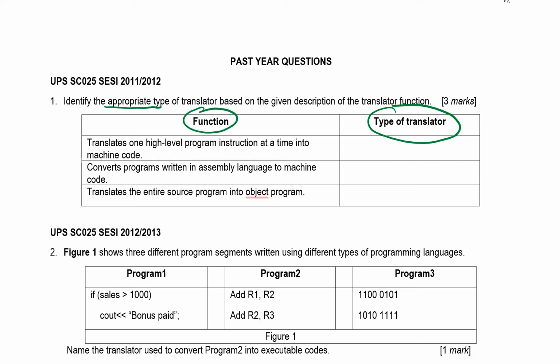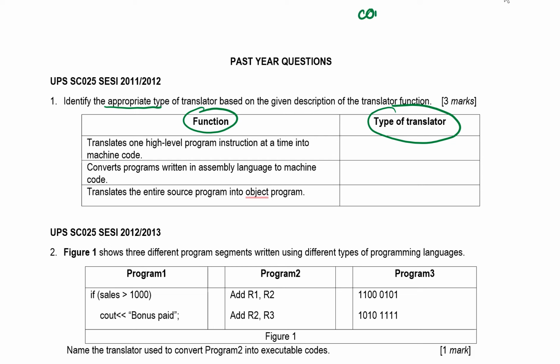Before that, I just want to make a revision. What is a translator? A translator is a computer program that converts instructions written in one programming language into a machine language. Why do we need to convert to machine language? Because the only language that the computer understands is machine language. That's why whatever program you write, you need a translator to convert it to machine language, that is 0101.